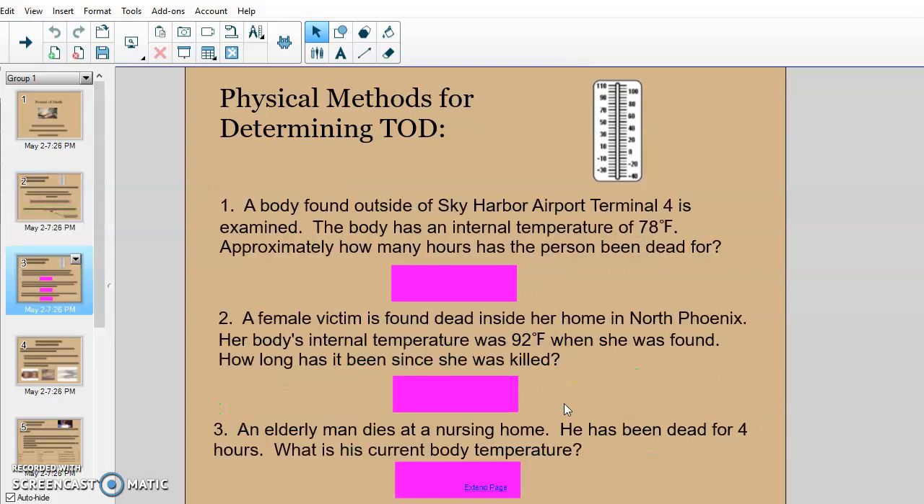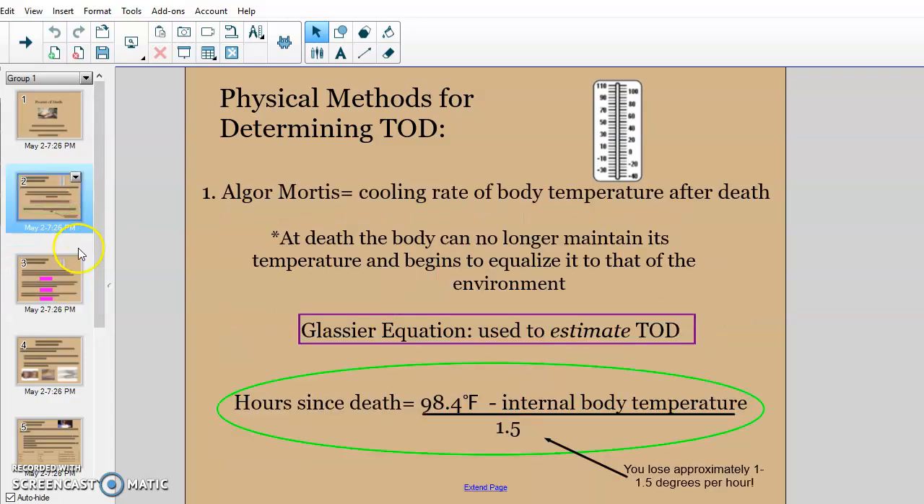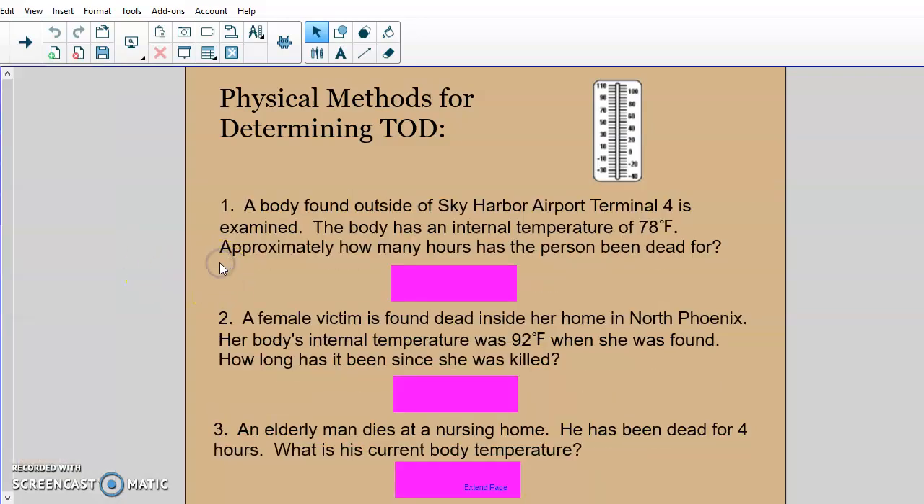So let's do some practice with this and show you how this works. A body is found outside Sky Harbor Airport Terminal 4. The body is examined and has an internal temperature of 78 degrees Fahrenheit. So approximately how many hours has this person been dead for? Well, you would plug it into the Glaister equation.